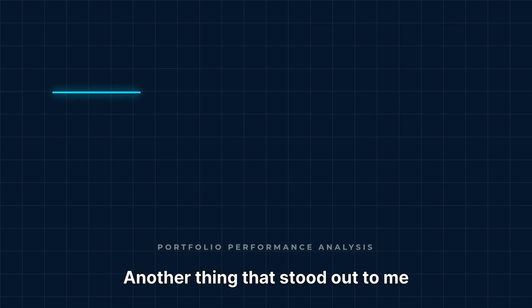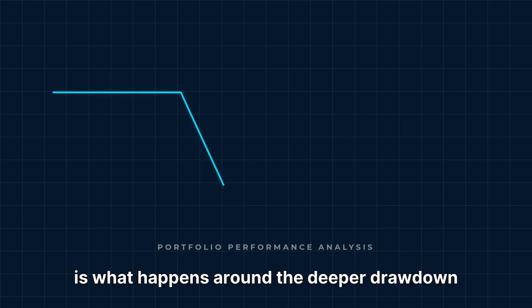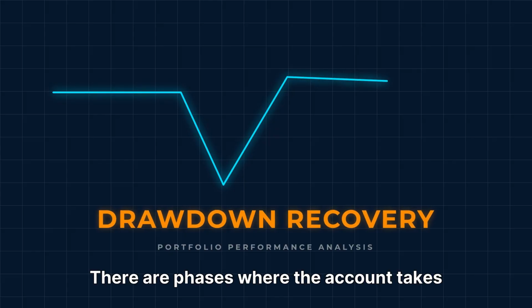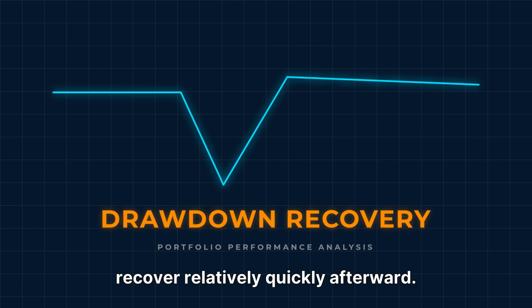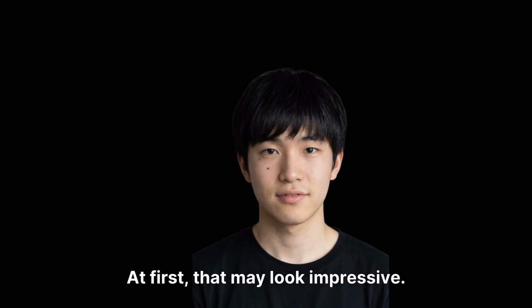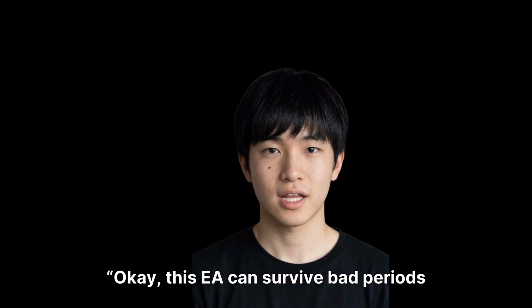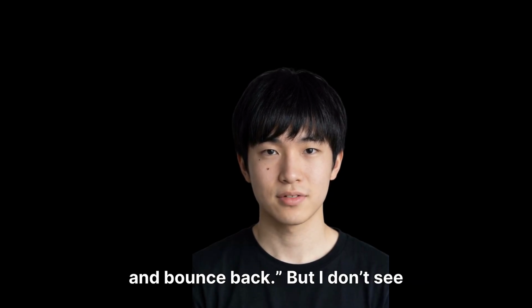Another thing that stood out to me is what happens around the deeper drawdown periods. There are phases where the account takes a noticeable hit and then appears to recover relatively quickly afterward. At first, that may look impressive. Some people might see that and think, okay, this EA can survive bad periods and bounce back, but I don't see that as an automatic positive.